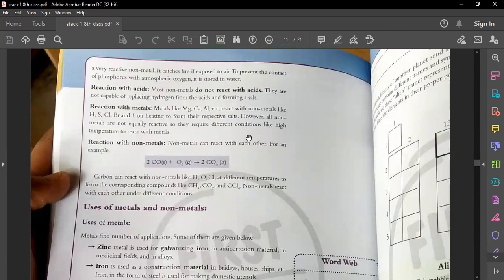Non-metals do not react with the acids. They are not capable of replacing hydrogen from the acids to form a salt. Why? Mostly non-metals are not there in the reactivity series, right? So they cannot displace the hydrogen from the acids. So non-metals will not react with the acids at all. Most of the non-metals, not all of the non-metals. Then reaction with metals.